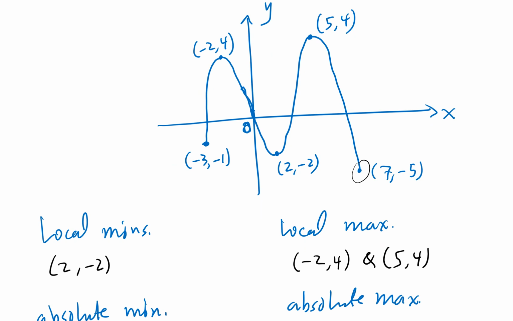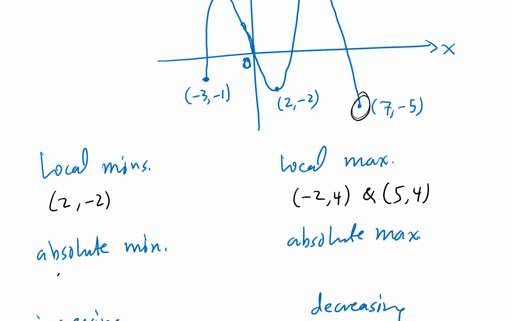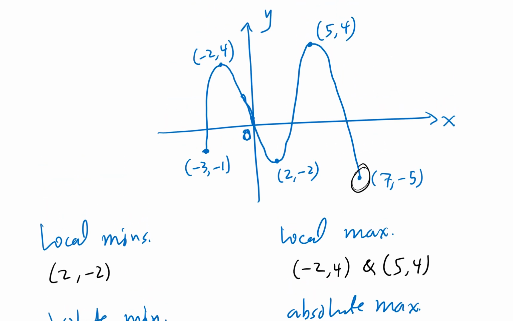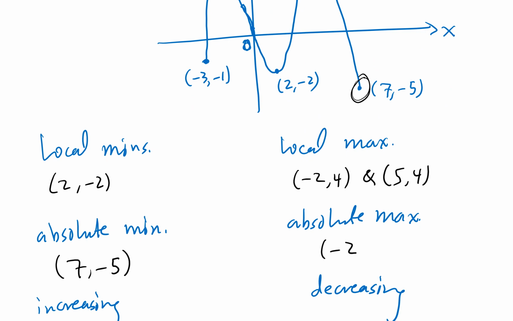How about the absolute min? The lowest point the graph reaches, again, this point, (7, -5). That can be an absolute min. Some people call it global min, absolute min or global min. Absolute max, the highest point the graph reaches, is actually these 2 points. They're at the same level, not drawn to scale, because they have the same y coordinates. So (-2, 4) and (5, 4). You can have more than one absolute min or more than one absolute max.